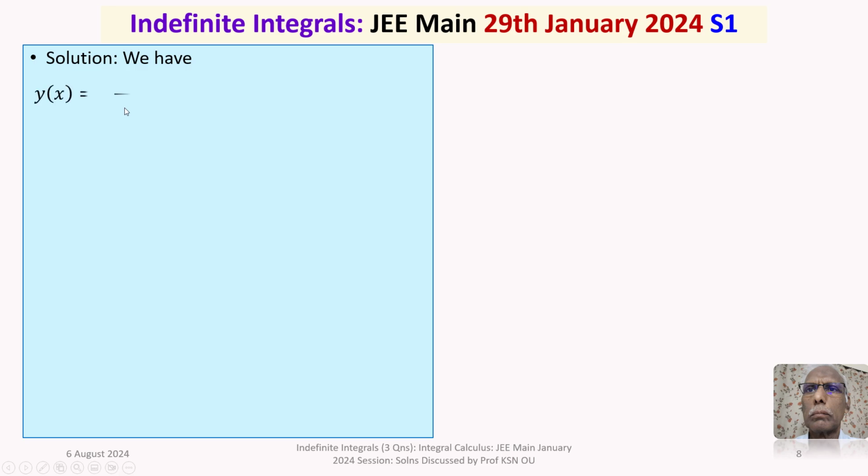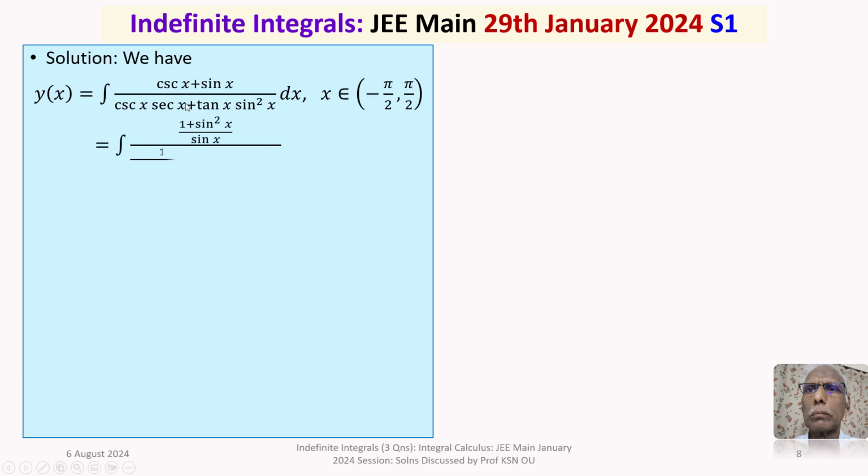We have y of x as the given integral, where x belongs to the open interval minus pi by 2 to pi by 2. Convert everything in terms of sin x and cos x. For cosecant x, we write 1 by sin x and take the LCM. We will get 1 plus sin square x by sin x.